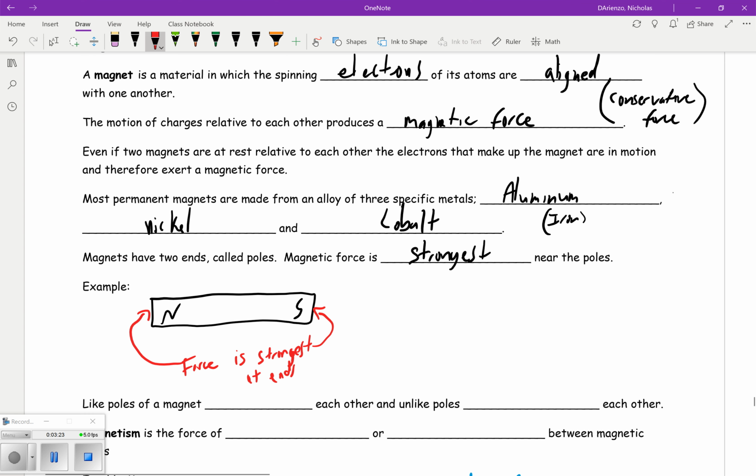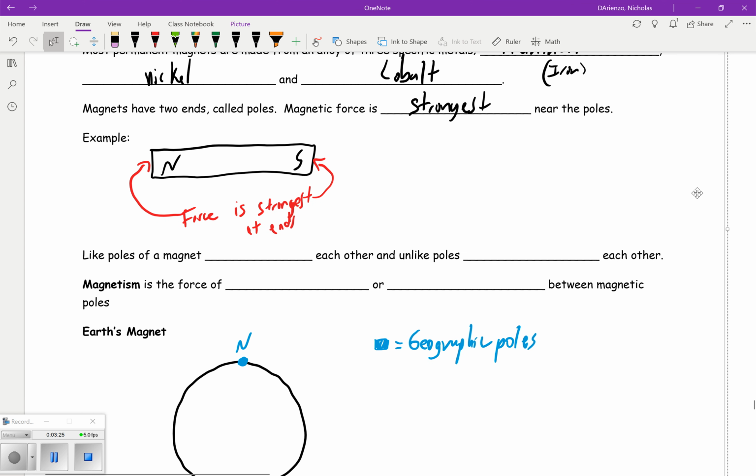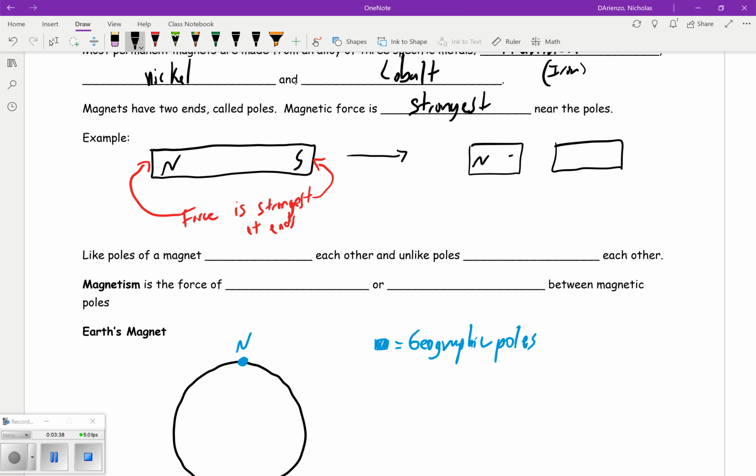And even if we cut this magnet in half, let's say we were to take it and cut this magnet into two equal pieces, each piece would still have a north and south end. That's not going to change. We'd still have poles, and they would still be strongest at the ends of that piece of the magnet.